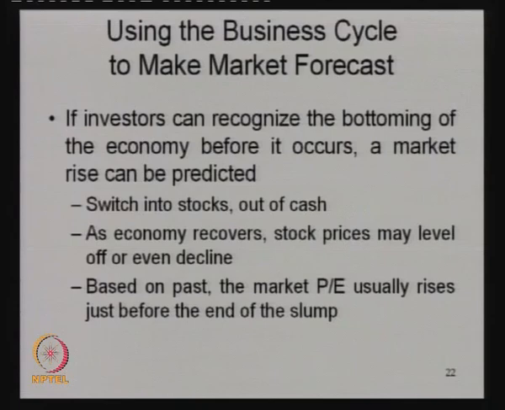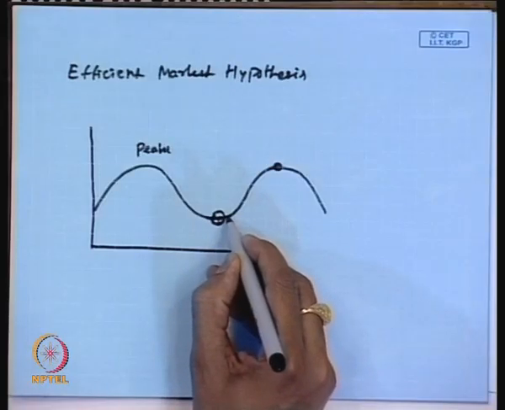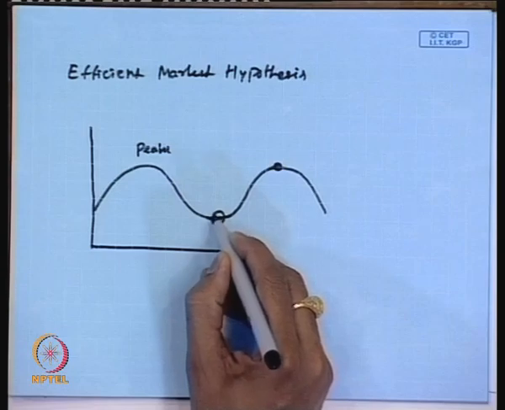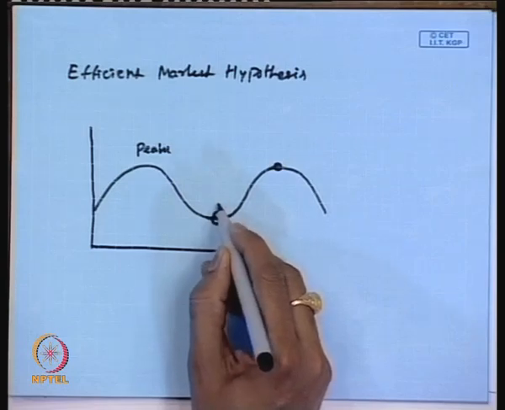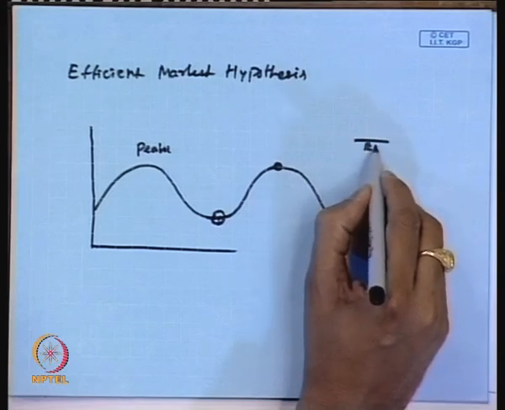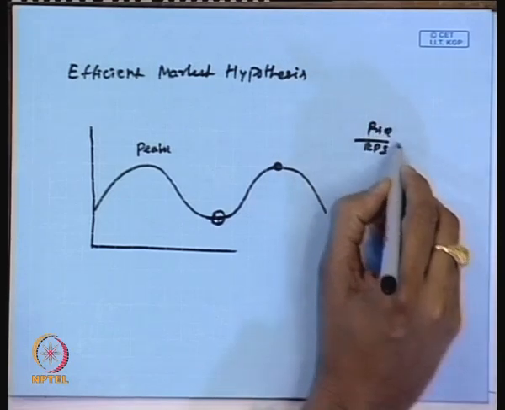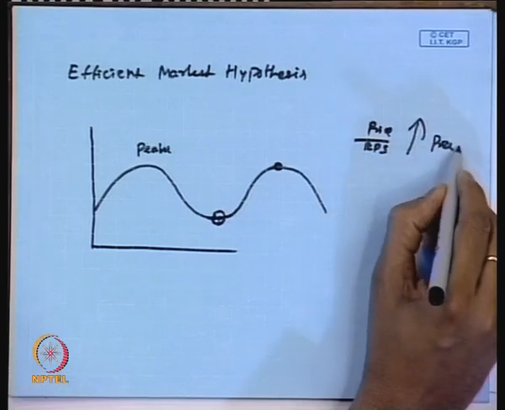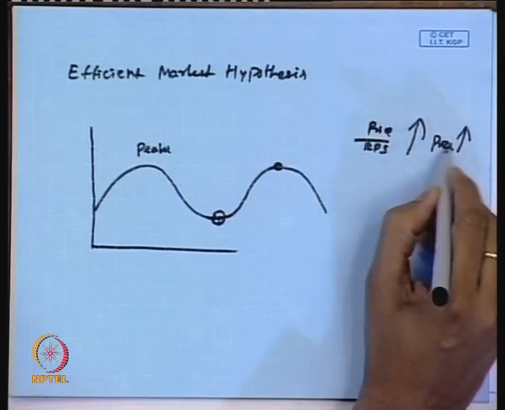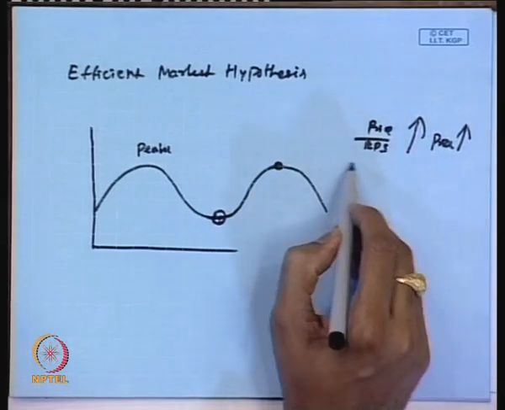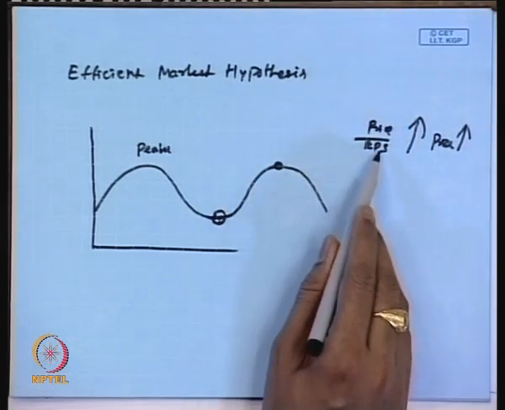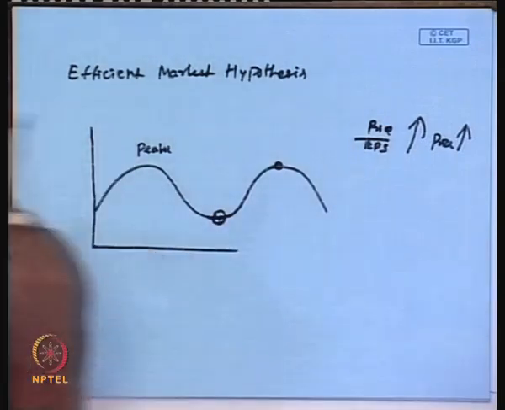This is an observation by different analysts or researchers, that the market price earning ratio will rise just before the end of the slump. That means, at this point of time, the slump is ending, the P/E ratio is going to be higher. Why? Because whatever EPS is there, the price is going to be up. Expect the price of the share to go up, that is why the P/E ratio is going to be higher. After a certain point of time, it may remain stable also.